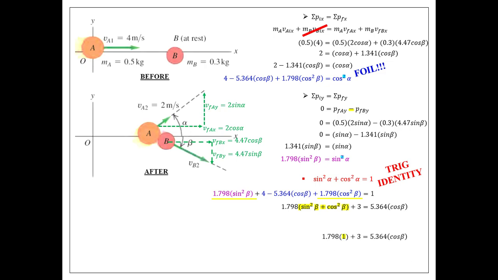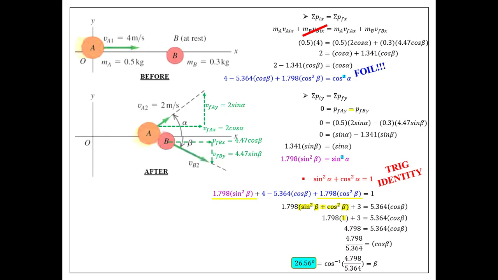So here I'm just going to clean it up. Well, I know that sine squared beta plus cosine squared beta is just equal to 1. Well, here we just have 1.798 times 1, which is itself, plus 3. So I'm just going to clean that up a little more. So the left side literally is just 4.798. And then from here, in order to solve for beta, you have to divide both sides by 5.364 first. And then you notice here you have cosine beta on the right. So to get beta, you just do cosine to the negative 1 on your calculator. And that would be 4.798 divided by 5.364. And then that should yield an answer of 26.56 degrees. So that's beta for you.